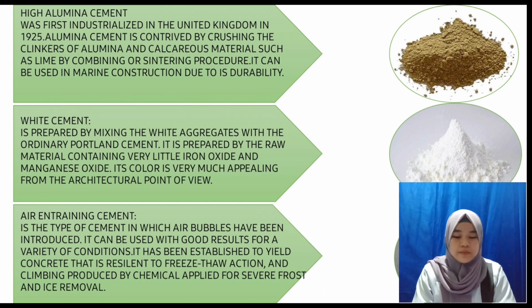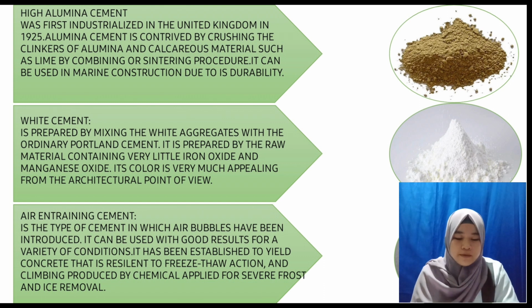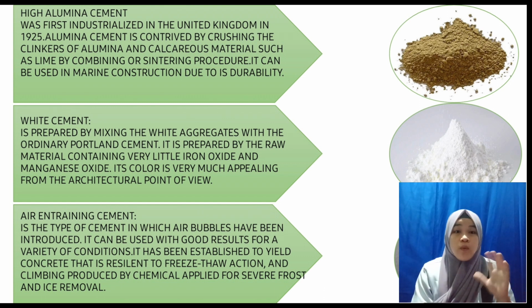White cement is prepared by mixing white aggregates with ordinary Portland cement. It is prepared from raw material containing very little iron oxide and manganese oxide. Its color is very much appealing from the architectural point of view. It is readily available throughout North America. So white cement is just a mixture of white aggregates and Portland cement, or the ordinary cement that we use.